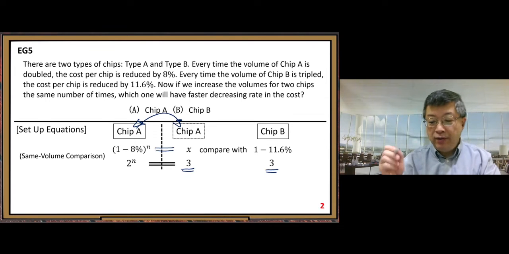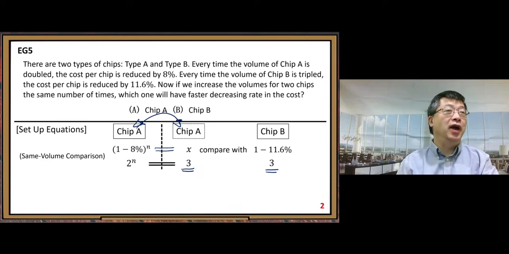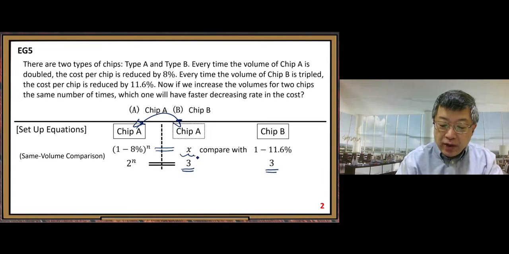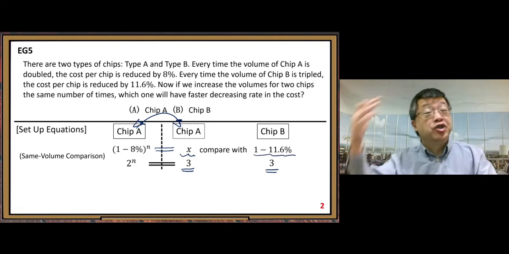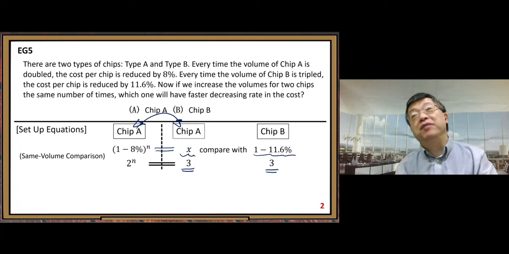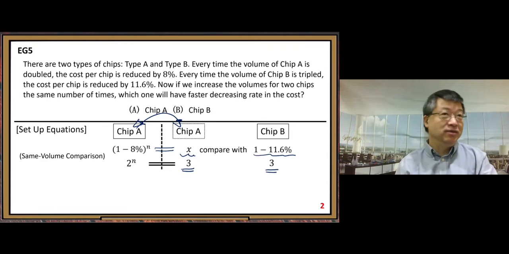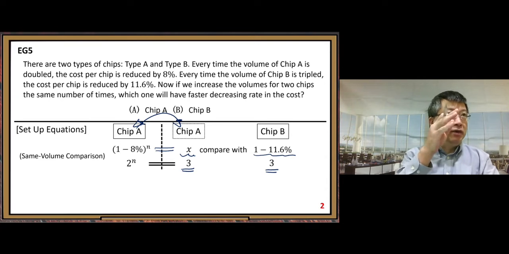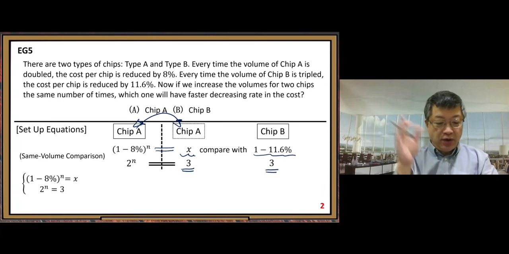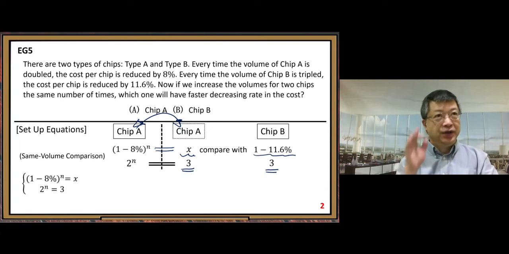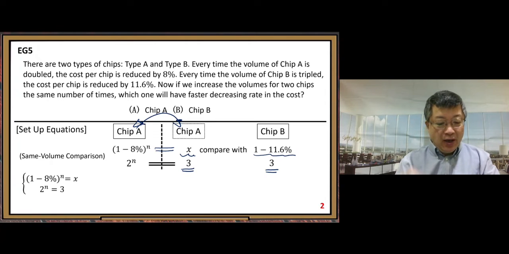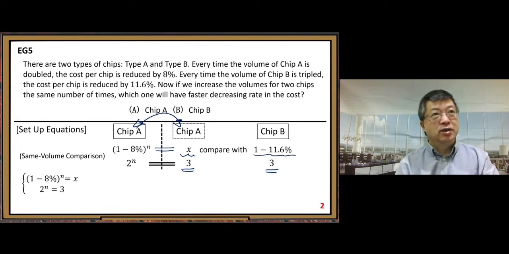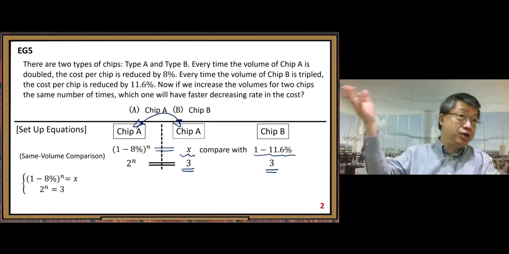Then we can compare with the chip B part, right? X and this number, which one smaller, which one bigger? Then it's easy to compare. Here you can see, the idea now not that hard to understand. All right, now the work. Set of equations in this way. 2 to the n equals 3. Parenthesis 1 minus 8% to the nth equals x.